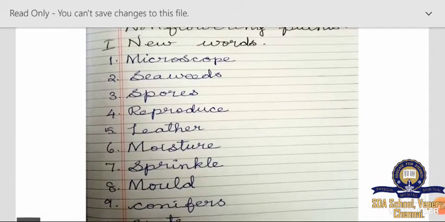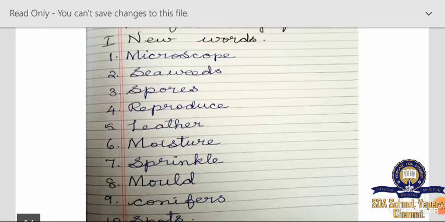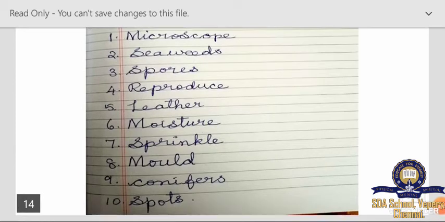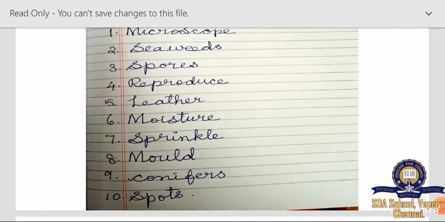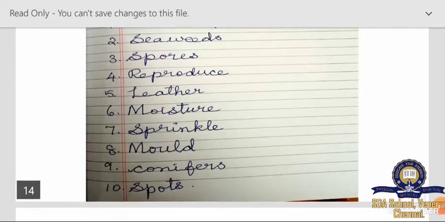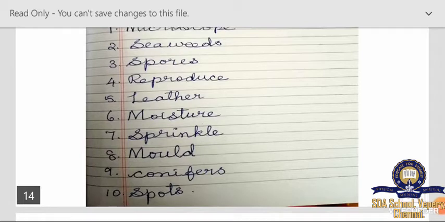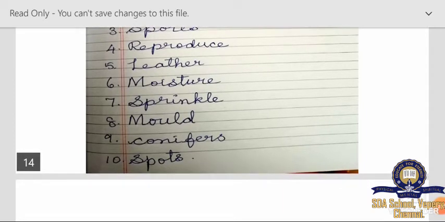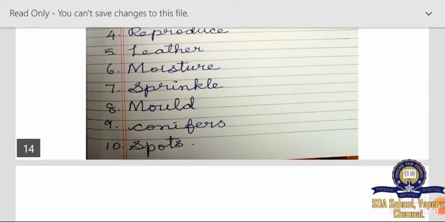The new words are: the first word is microscope. Spell the word microscope. M-I-C-R-O-S-C-O-P-E. Microscope. Next, seaweeds. S-E-A-W-E-E-D-S. Seaweeds. Third one, spores. S-P-O-R-E-S. Next, reproduce. R-E-P-R-O-D-U-C-E. Reproduce.